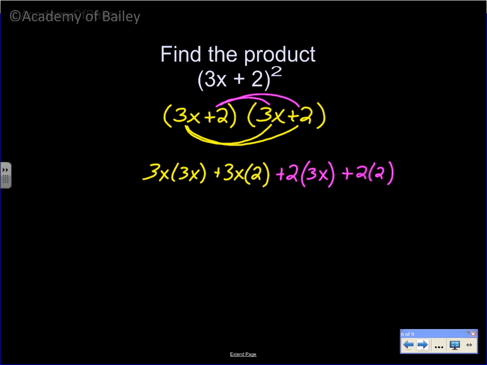Once you start getting the hang of these, you probably don't need to be writing this step down. Just to make it a little bit quicker, you could probably be doing most of this in your head. I am writing this down to show you where everything is coming from.